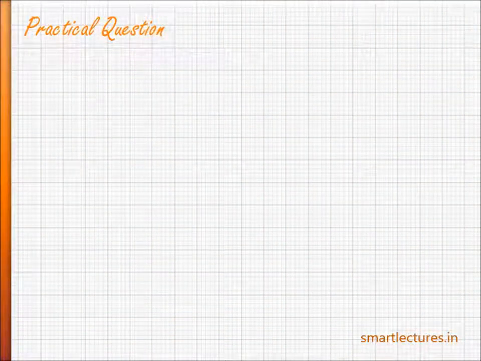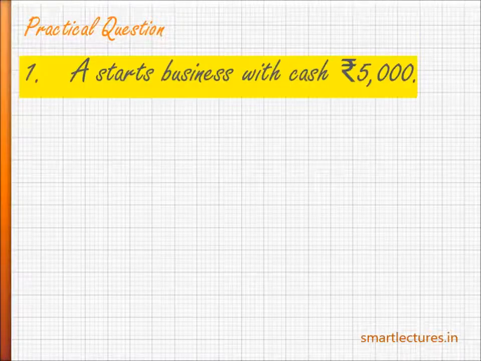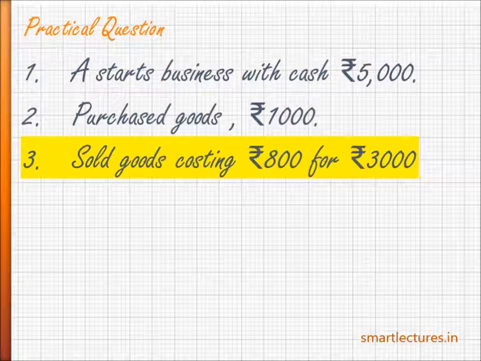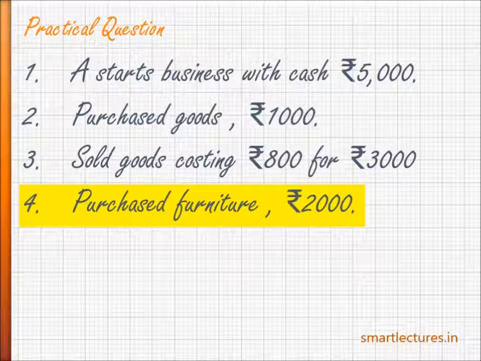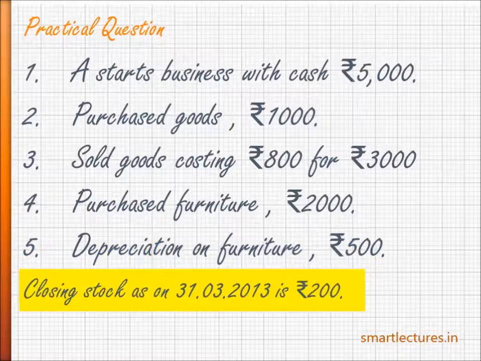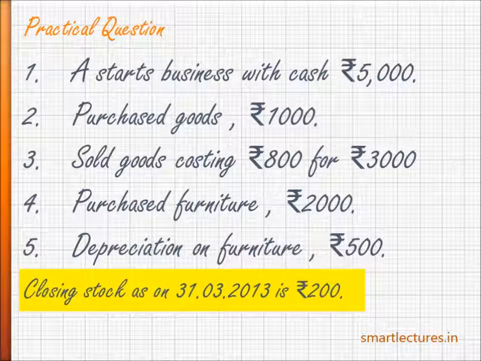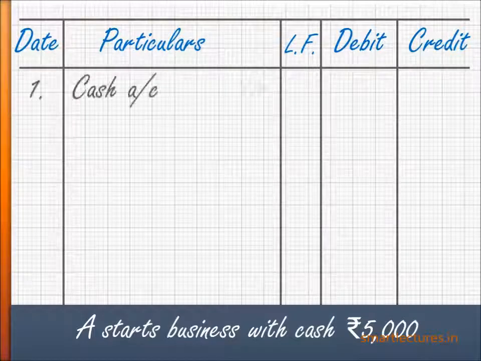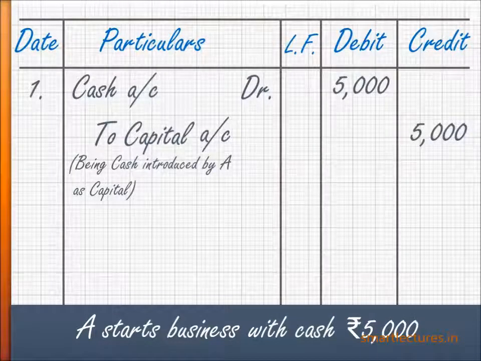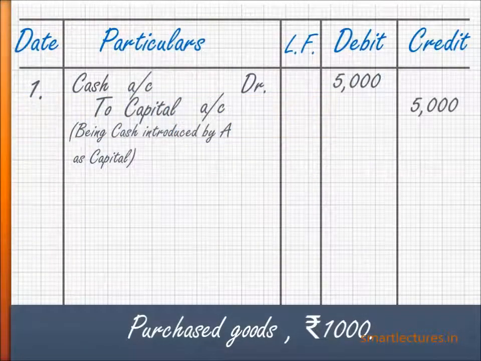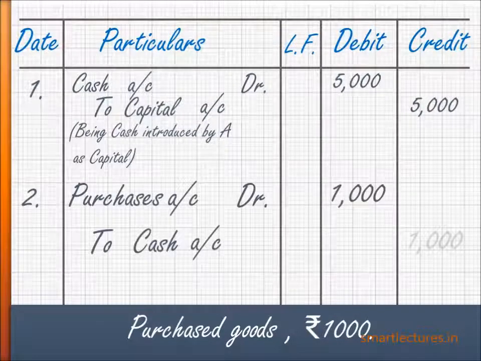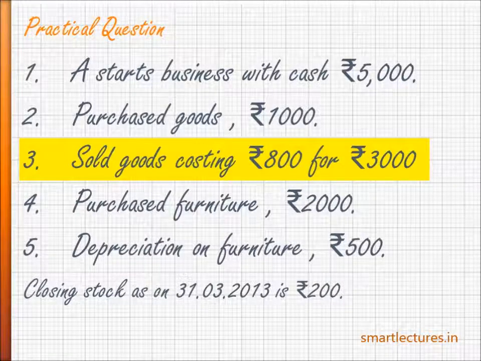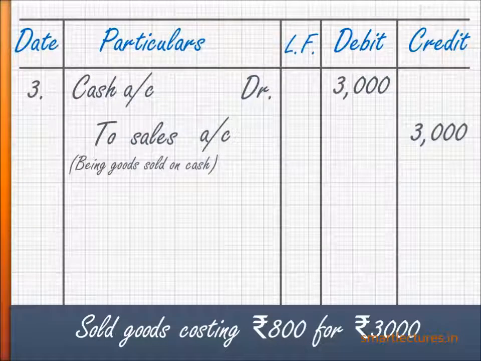Let's take one practical question. A starts business with cash rupees 5,000, purchased goods rupees 1,000, sold goods costing rupees 800 for rupees 3,000, purchased furniture rupees 2,000, depreciation on furniture rupees 500, closing stock as on 31st March 2013 rupees 200. So the journal entry will be cash account debit to capital account 5,000 rupees, and for purchased goods rupees 1,000, purchases account debit to cash account. The next entry is sold goods costing rupees 800 for rupees 3,000, and the journal entry will be cash account debit to sales account rupees 3,000.